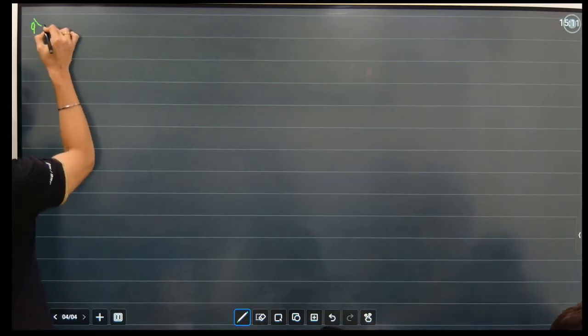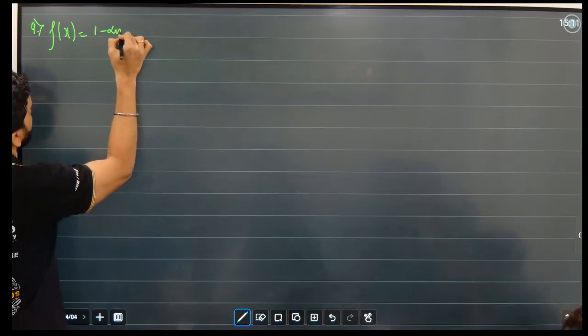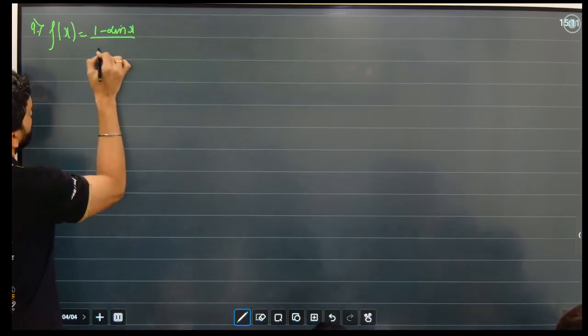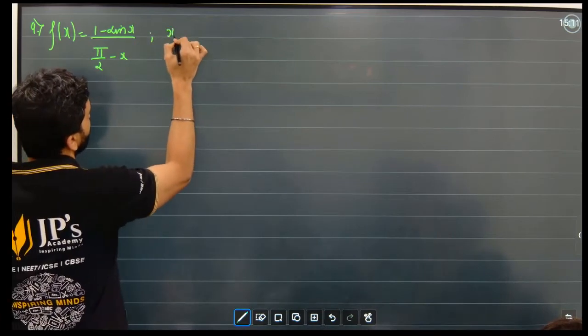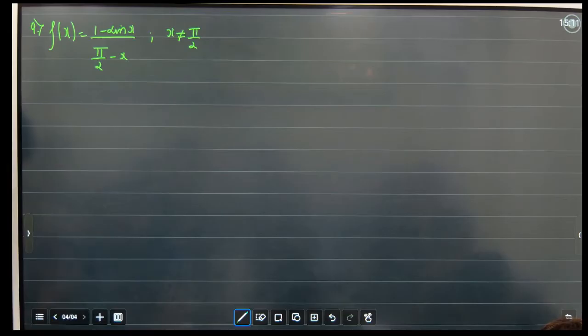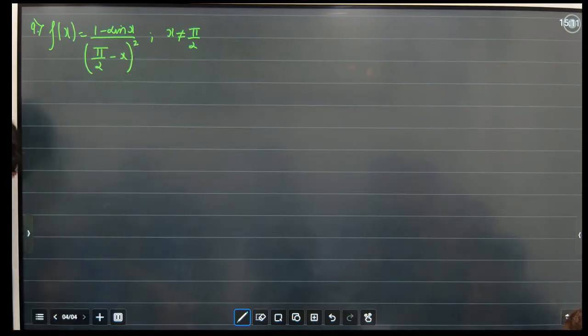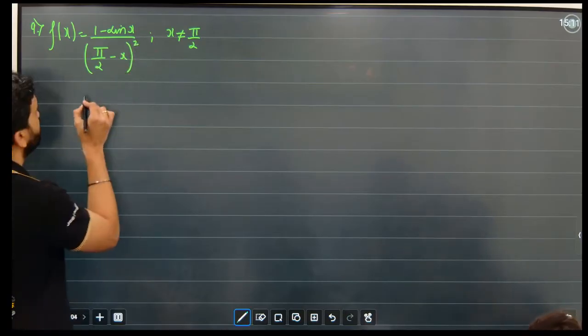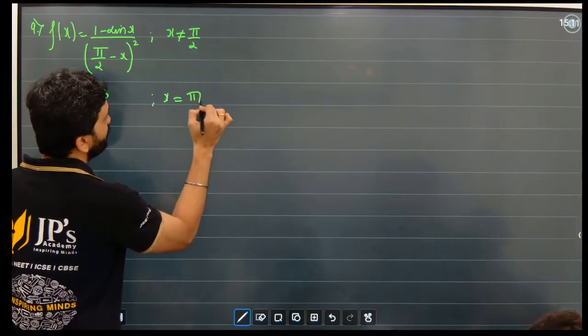Question number 9. f of x is equal to (1 minus sin x) upon (pi by 2 minus x) the whole square, where x is not equal to pi by 2, and is equal to 3 where x is equal to pi by 2.